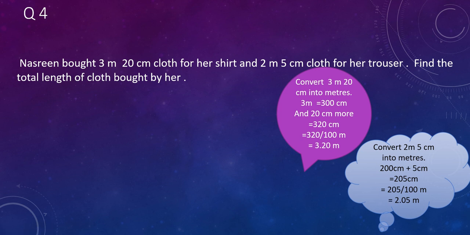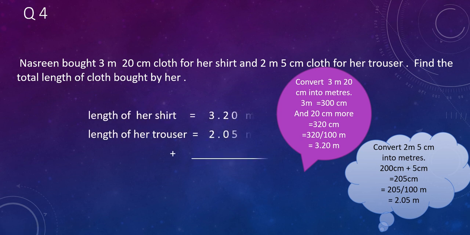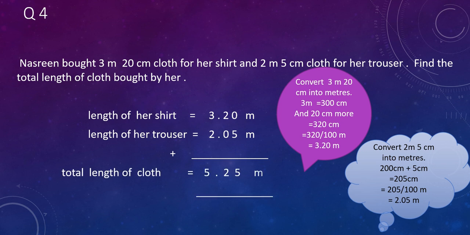Now half of my work has been done. Now I am writing the statement. Length of shirt cloth is 3.20 meter and length of trouser cloth is 2.05 meter. What you have to find out? Total length of cloth. So just you have to show the addition. That would be 5.25 meter.